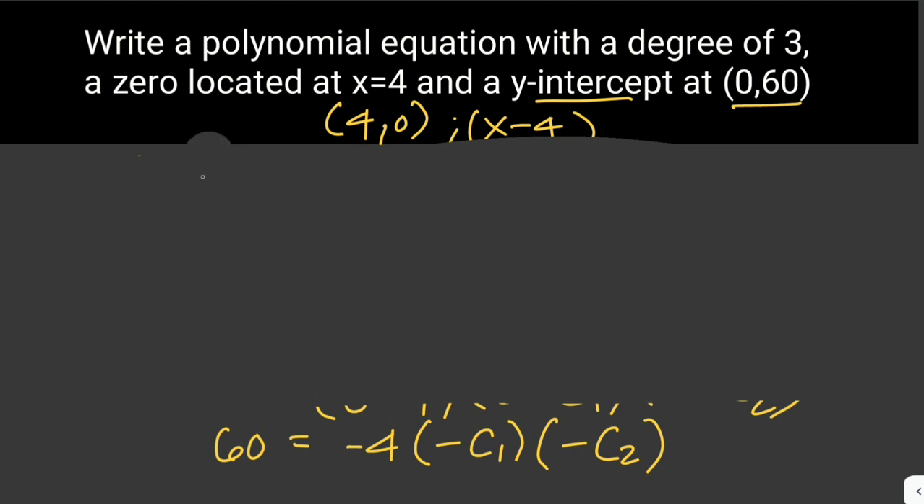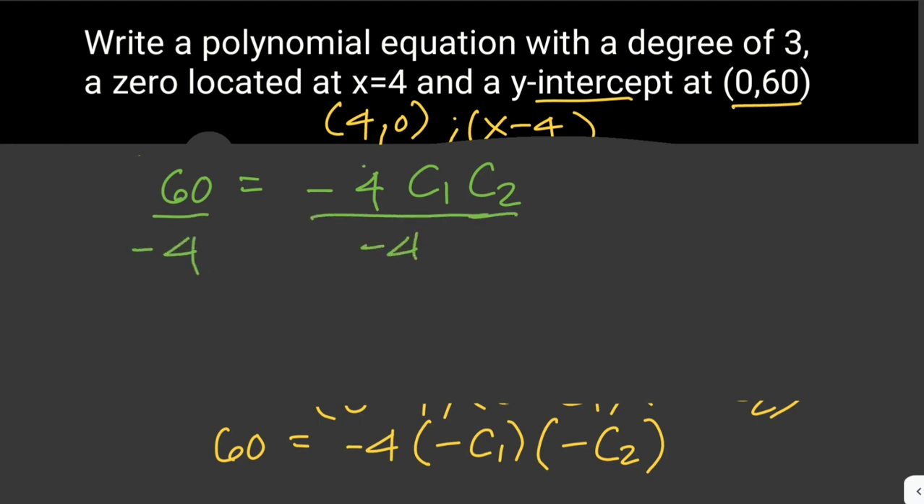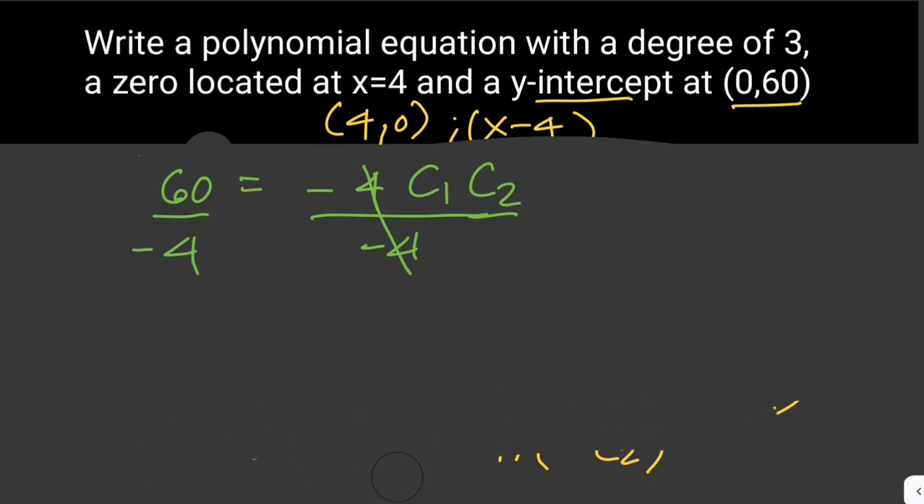And we have 60 equals negative 4 times negative c1, which is positive 4c1, times negative c2, which is negative 4c1c2. And then we divide both sides by negative 4. This gives us a value for c1 times c2, which is equal to negative 15. Therefore, the product of the two constants from the two factors is equal to negative 15.